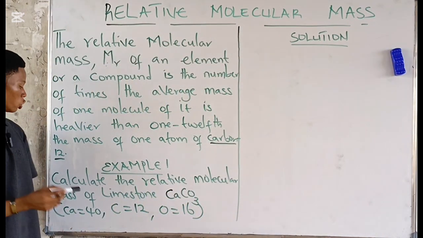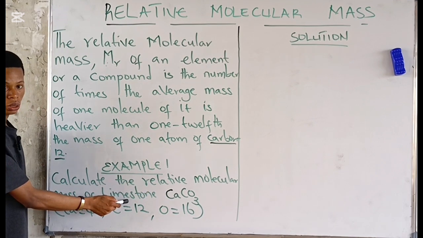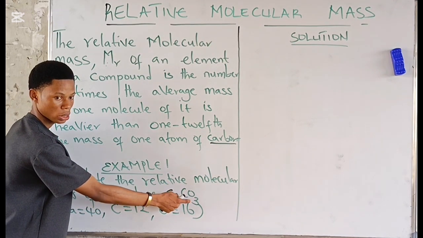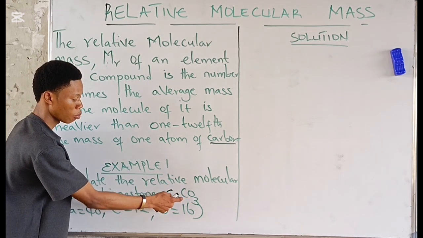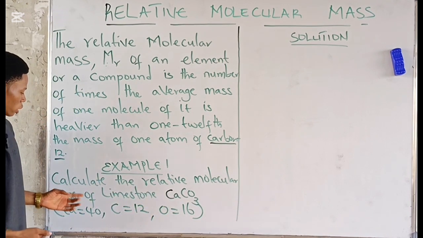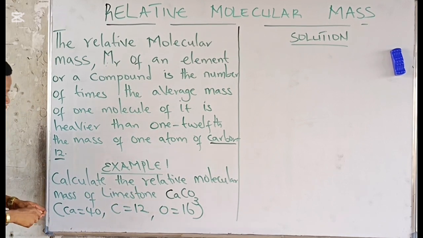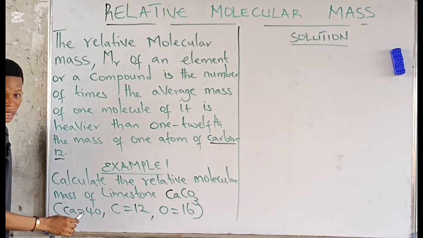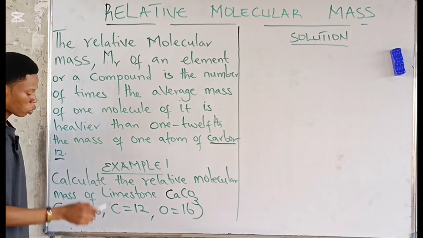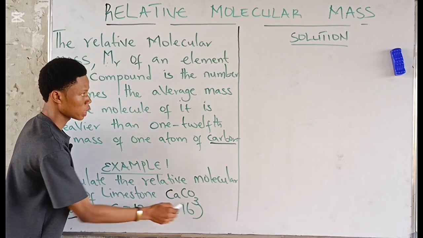I would like you to pay great attention here. It says calculate the relative molecular mass of limestone, and we're given the molecular formula of limestone as CaCO3. That's calcium carbonate, that's limestone. We're given the relative atomic mass of calcium as 40, the relative atomic mass of carbon as 12, and the relative atomic mass of oxygen as 16.